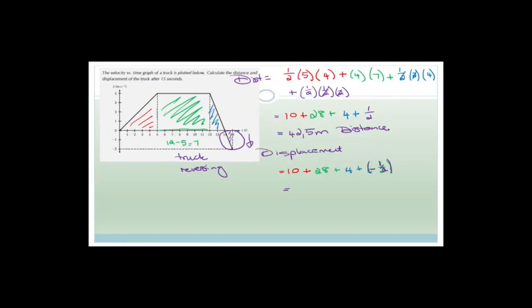But now we are minusing this half, so it becomes 41,5 meters. And then, because it's a displacement, we have to go forwards. We have to give it a direction. Always have to give it a direction if it's a vector. Right, now let's do the next question.